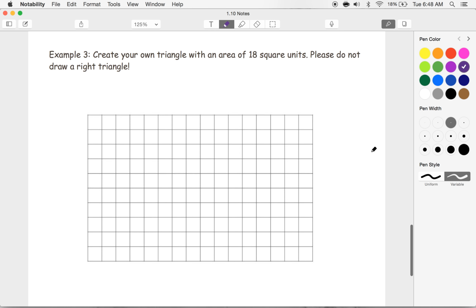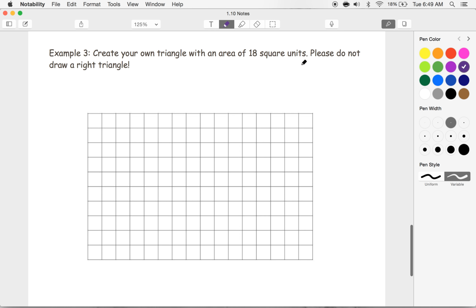All right, so last thing is create our own triangle with an area of 18 square units. Please do not draw a right triangle. So we're going to do something a little different. Now remember, for this, area of a triangle is 1/2 times base times height. So I have 18 has to be half of two numbers multiplied together.